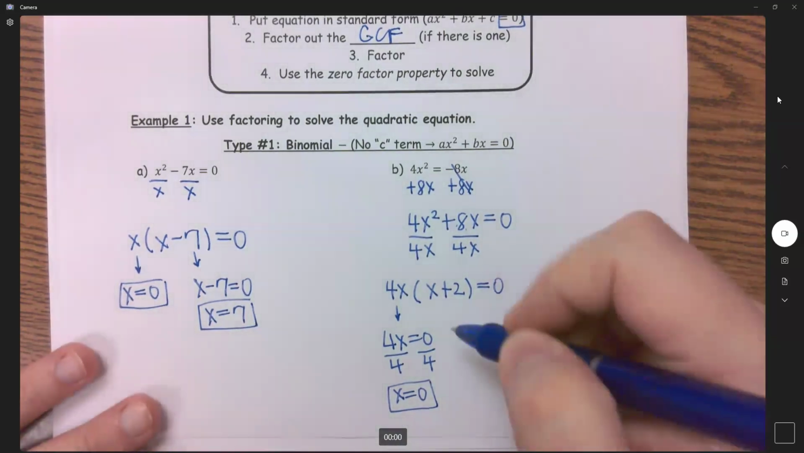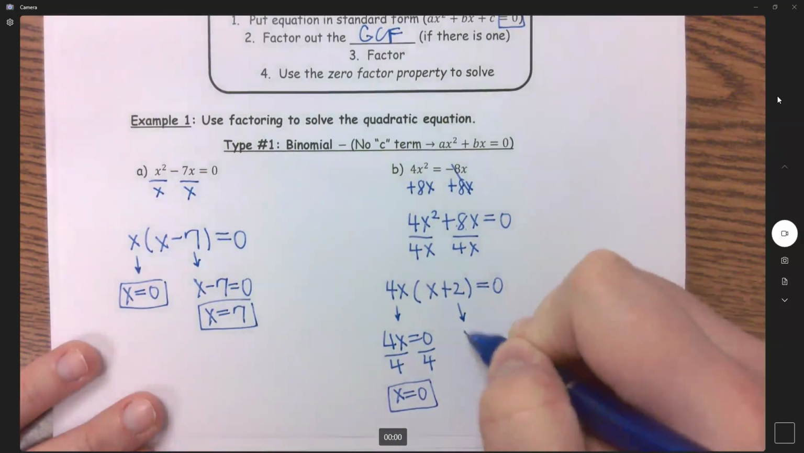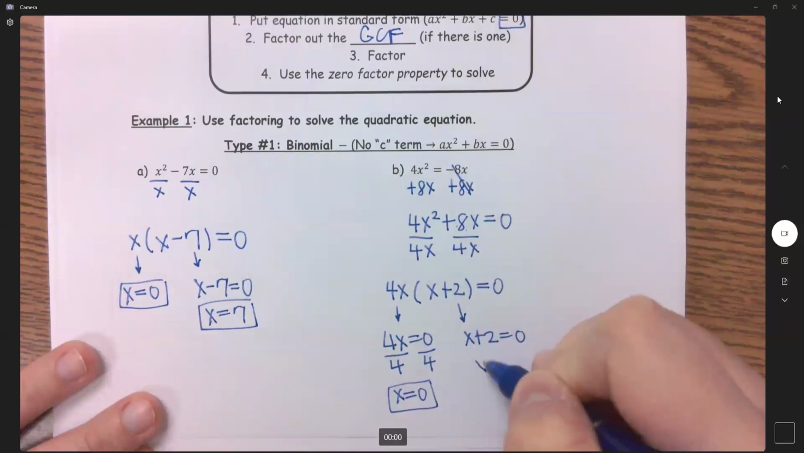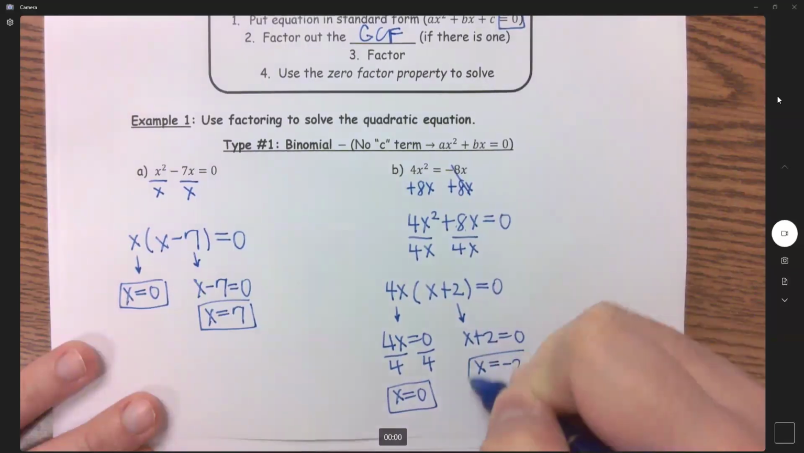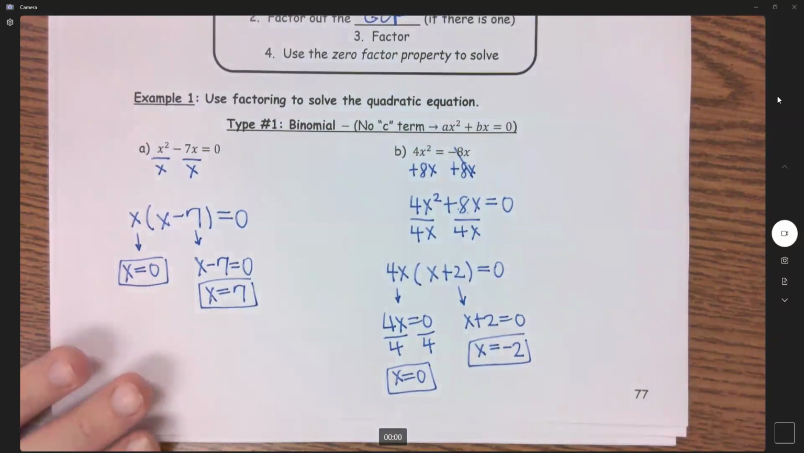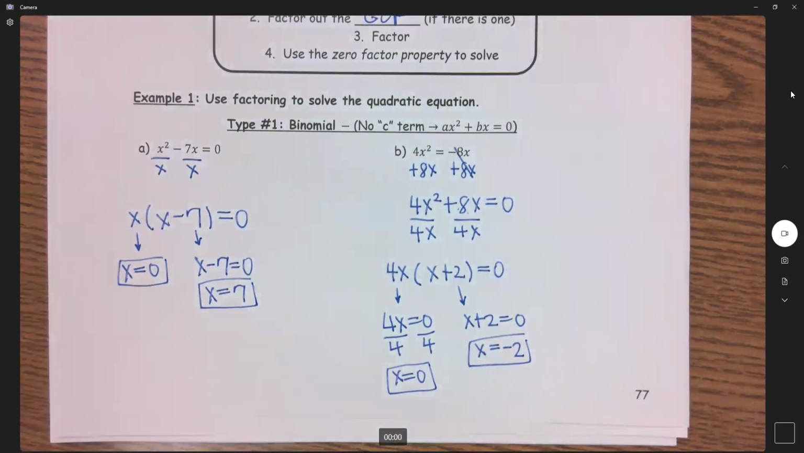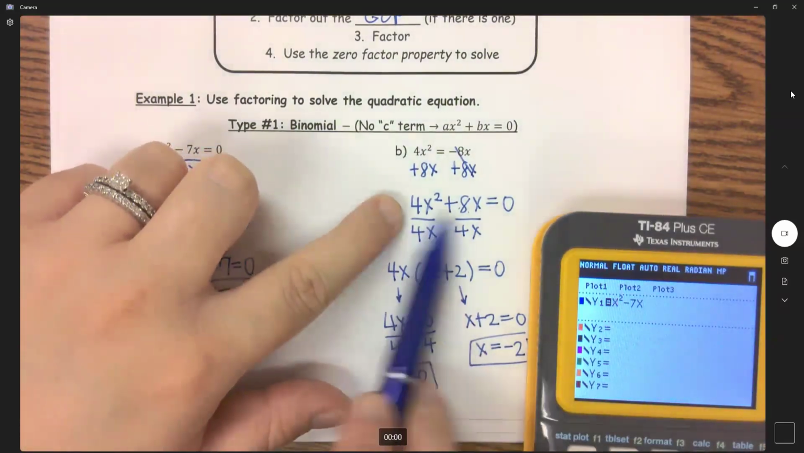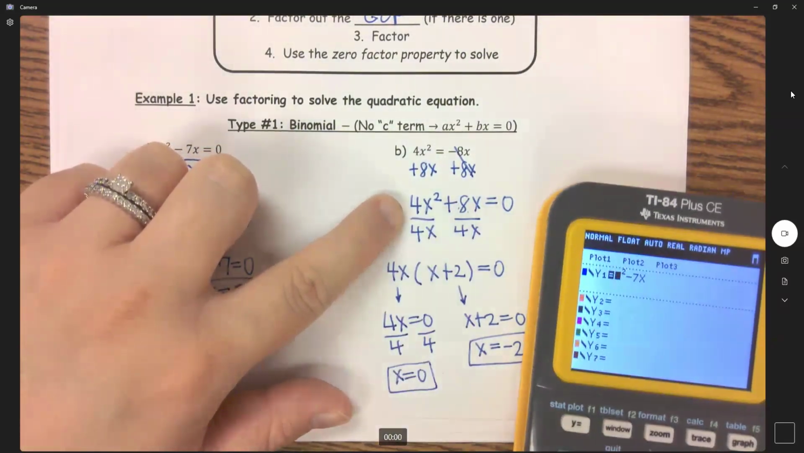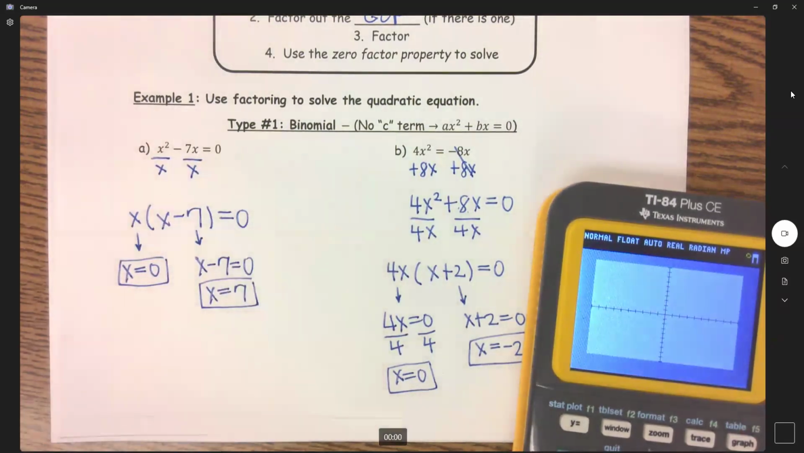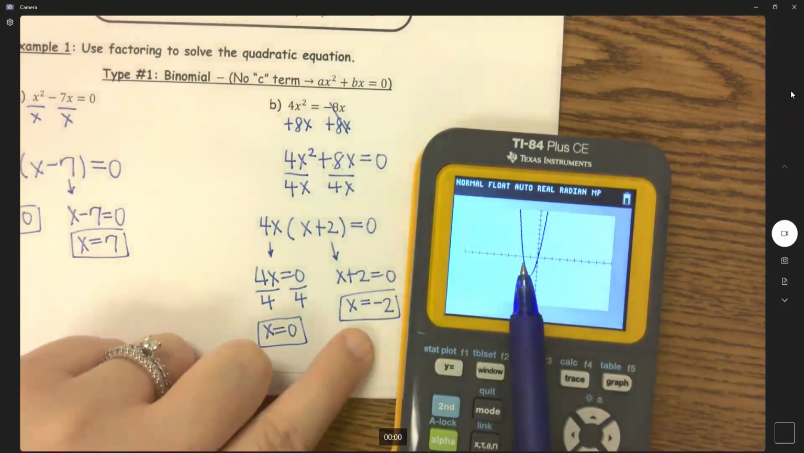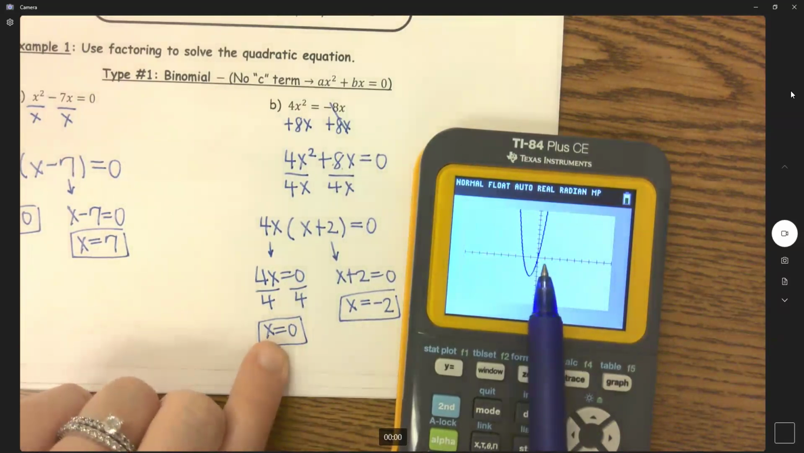Okay, we're good. So now the second one here, we have x plus 2 equals 0. Subtract your 2 over, and we get x equals -2. So this is always really quick to check on your graph. If I put this in, you have to put it in where everything's on one side of the equation. So I'm going to do 4x squared plus 8x. And you can see from our graph right here, it is crossing at -2 and at 0.